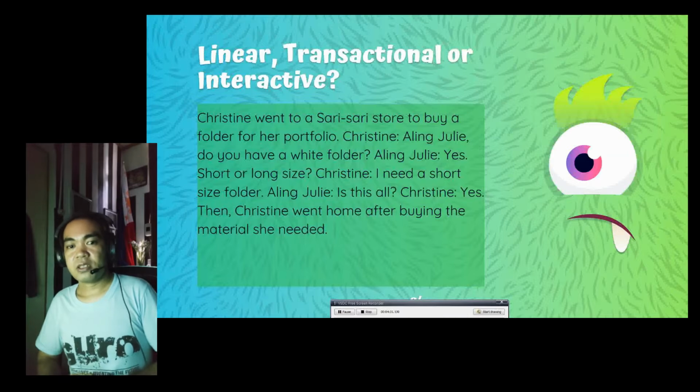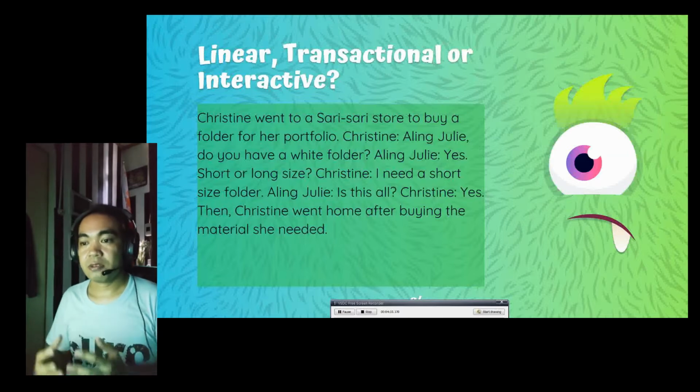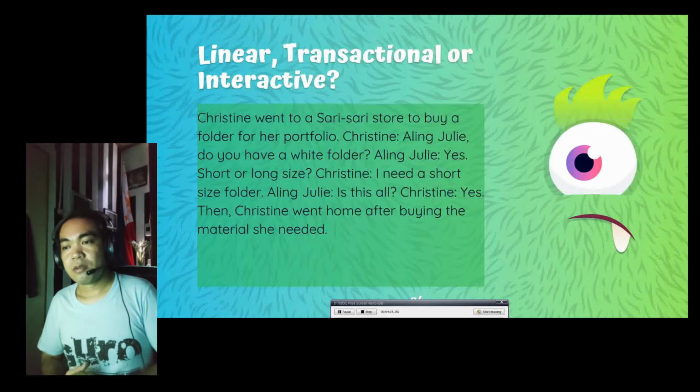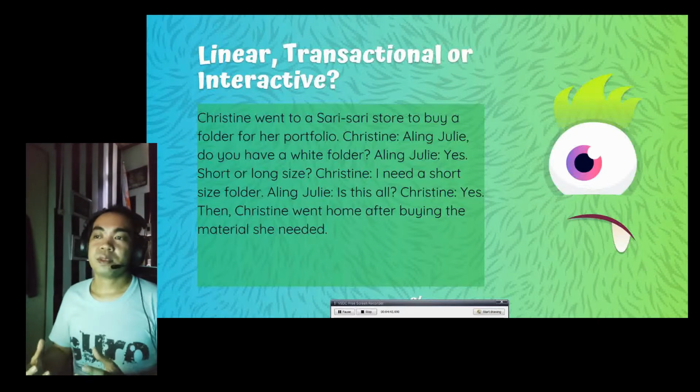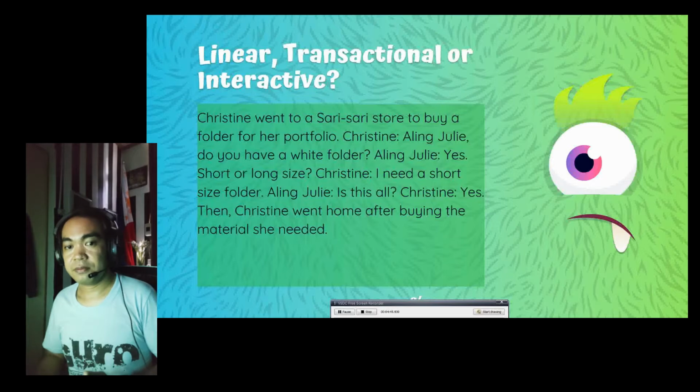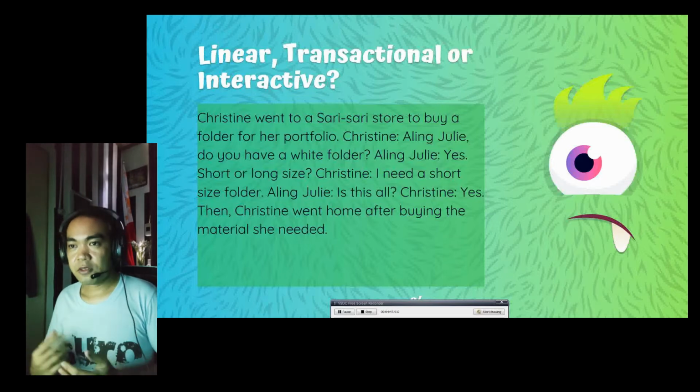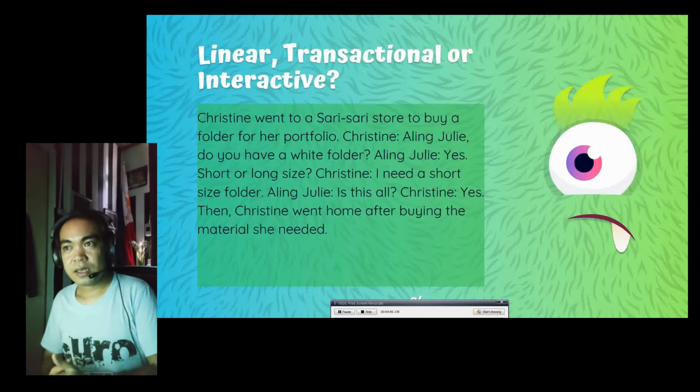Obviously, there is communication here because there is an exchange between Christine and Aling Julie. The question, however, is what type of communication was presented? Was it one-way? Was it two-way? Or was it interactive? Safer, I would say, was it linear, was it transactional, or was it interactive?